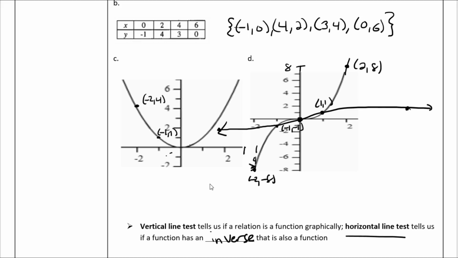There you go, and that's how the graph looks. And then if you can tell, it's sort of a reflection about the line y equals x. This is the line y equals x. So it sort of reflects about that line.